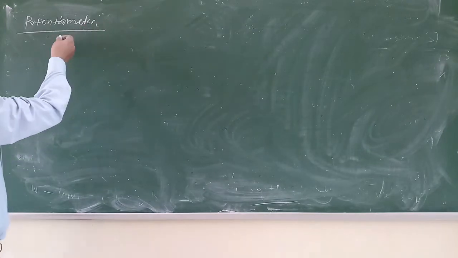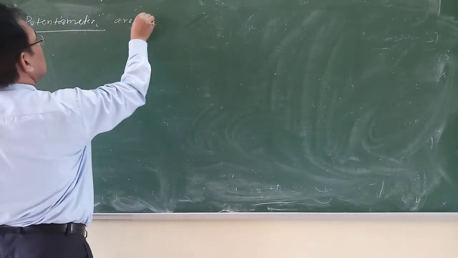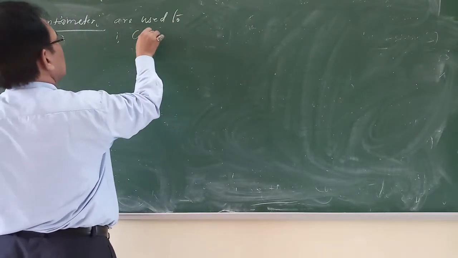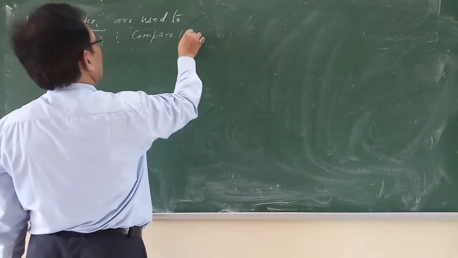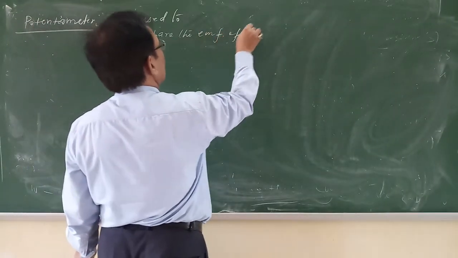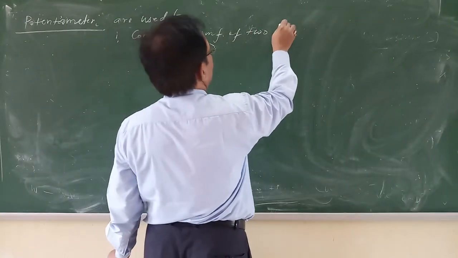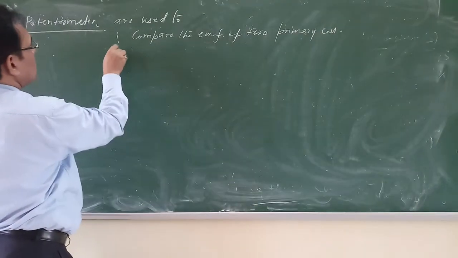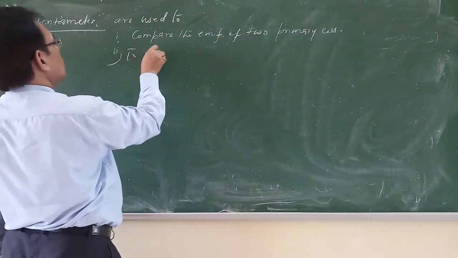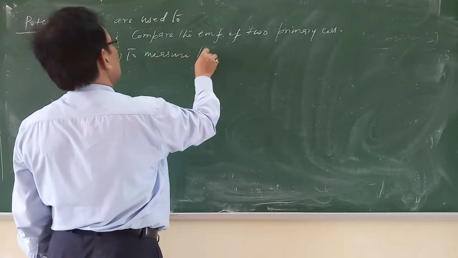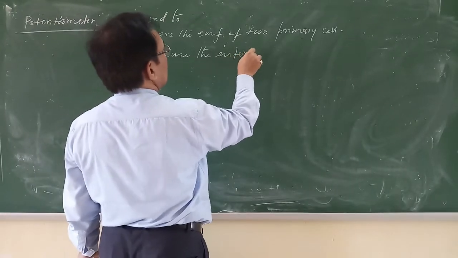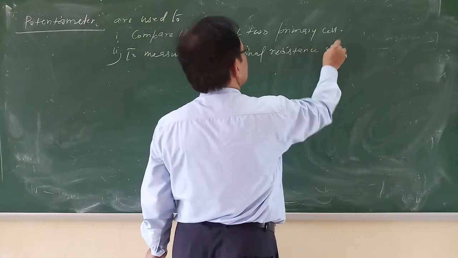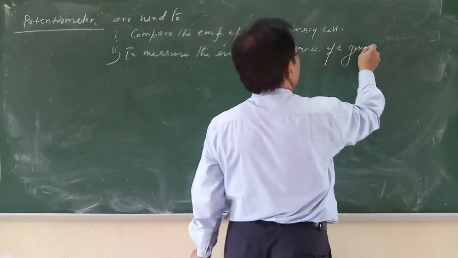First, the potentiometer is used, number one, to compare the EMF of two primary cells, and second, to measure the internal resistance of a given cell.